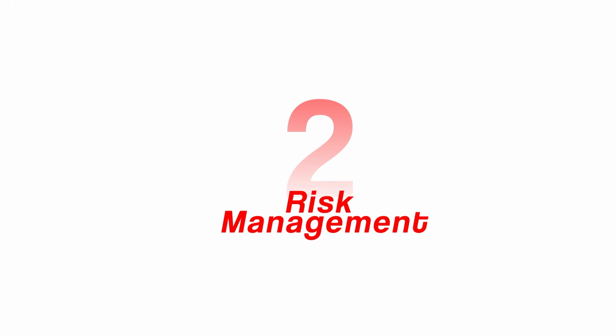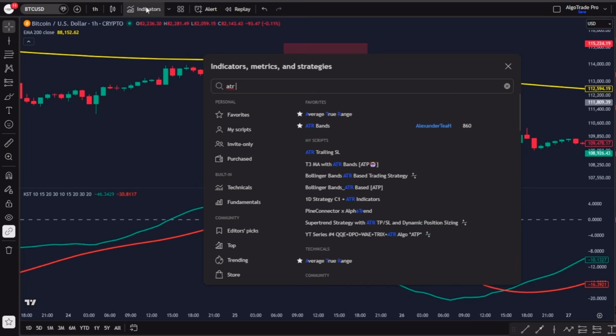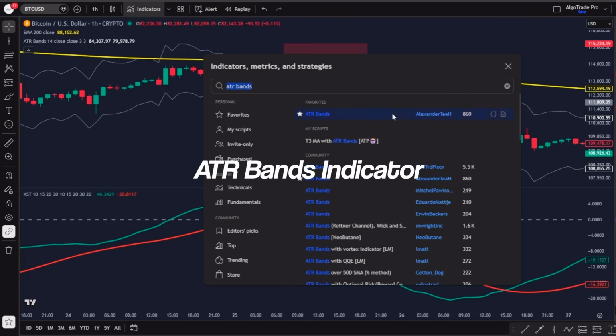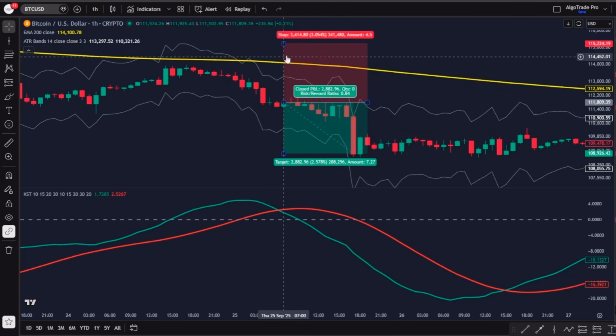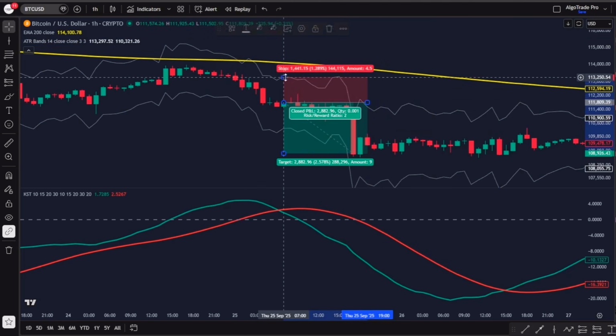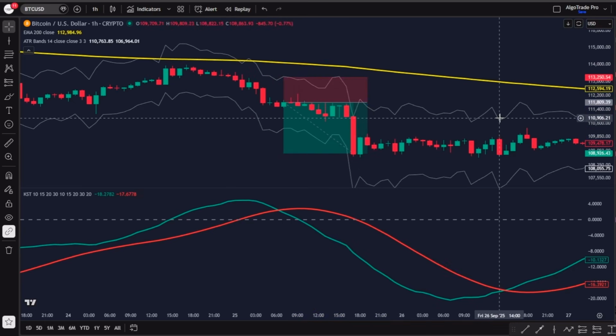Now let's talk about risk management. Instead of using fixed stops or random levels, we are going to let volatility define the risk. Stop losses will be placed using the ATR bands indicator with a multiplier of 3. That means stops expand and contract with market conditions instead of being randomly hit by noise.